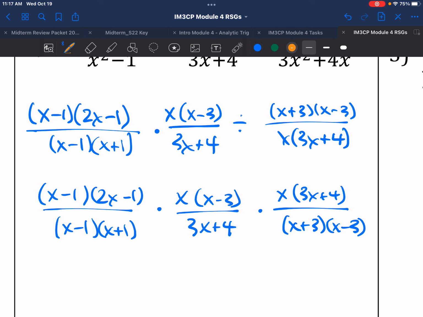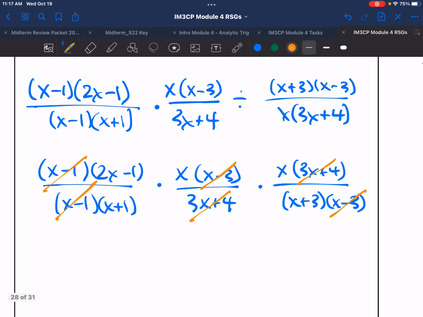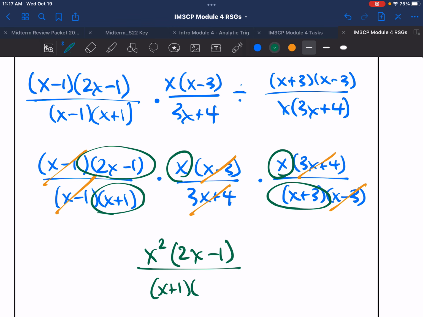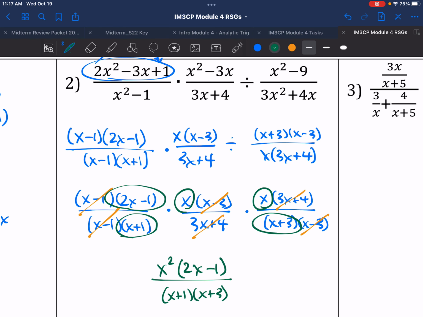So I'm looking for common factors. I have factors of x minus 1, top and bottom. I have factors of 3x plus 4, top and bottom. I have factors of x minus 3, top and bottom. Those are the only common factors that are top and bottom. So what's left over? I've got a 2x minus 1, an x, and an x. So that means I have x squared and 2x minus 1. On the bottom, I've got an x plus 1 and an x plus 3. So in the denominator, I have x plus 1 times x plus 3. And that is the solution for the second problem.